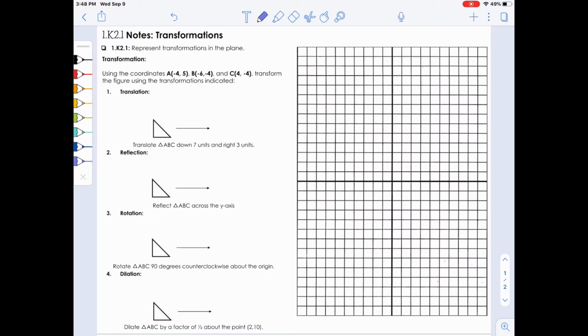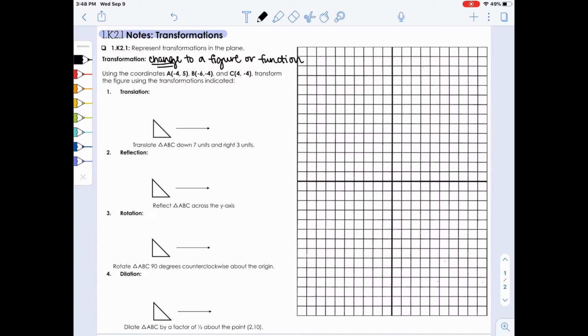Today we're going to be looking at the 1.K2.1 notes on transformations in the coordinate plane. Okay, so first let's define what a transformation is. That's some sort of change to a figure or a function. But the main key word here is change. We're changing a shape in geometry or changing a function in algebra. You may even transform yourself. So there's lots of different meanings of that word, but the root of it brings us to that change.